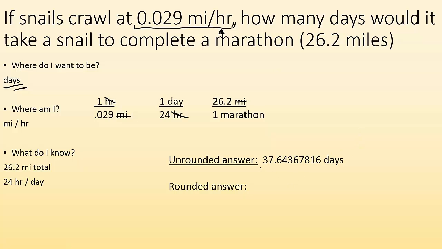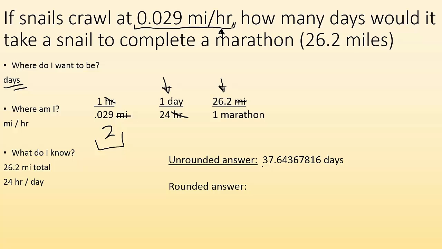I get an unrounded answer of all this. And now I got to round my answer. Well, I got 2 sig figs in my 0.029. I got, well, this is an exact number. 1 day is defined as 24 hours. And then I got 26.2 miles in a marathon, which I'm pretty sure is also an exact thing. They're saying it's exactly 26.2 miles. So I got to round to 2 sig figs.